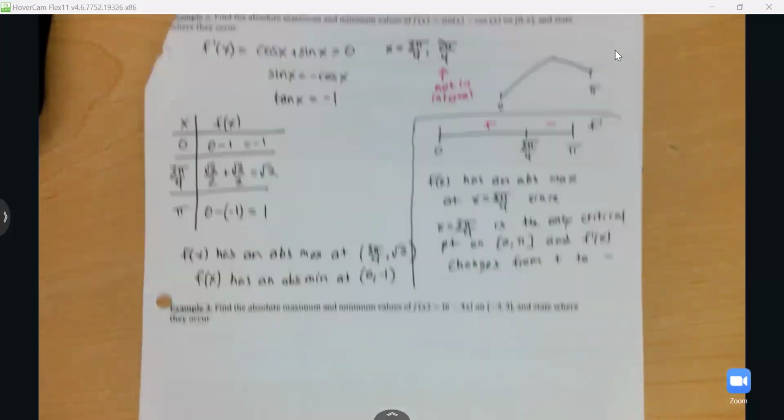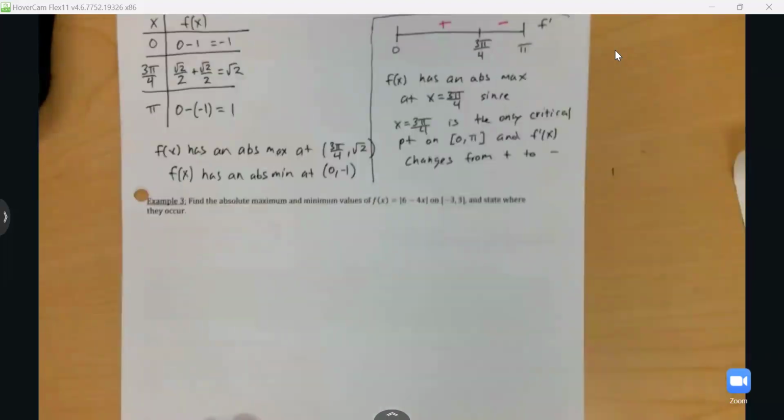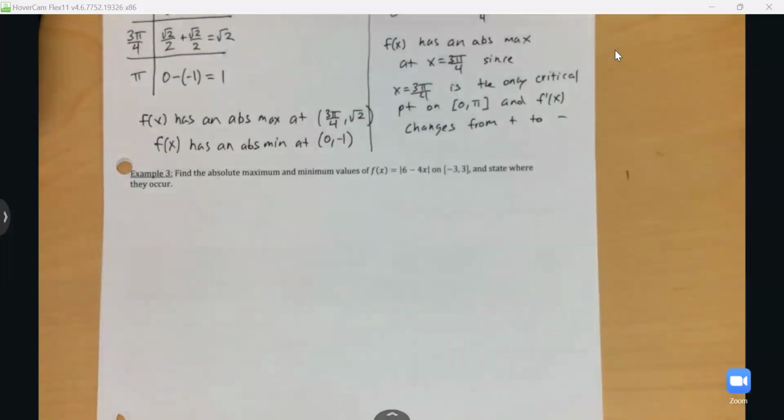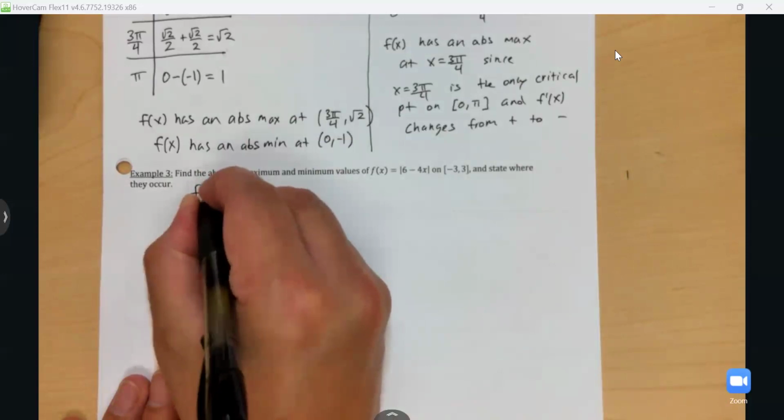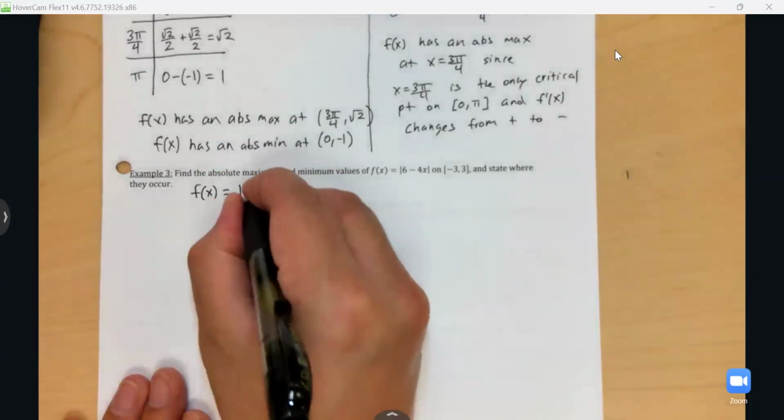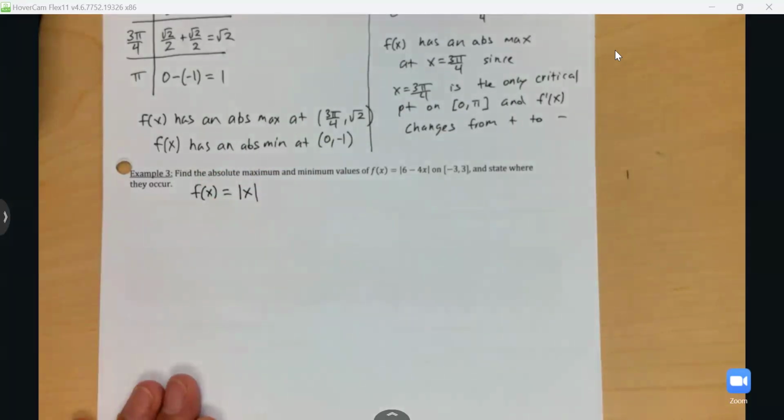Okay, let's move on to example 3. And again, we're going to find the absolute max and minimums of f of x equals the absolute value of 6 minus 4x on the interval negative 3 to 3. For this one, I think we have to review really quickly. How do you even take a derivative of an absolute value function? This is going to be a useful parent function that you're going to want to know how to take the derivative of. So how do you take the derivative of absolute value of x?